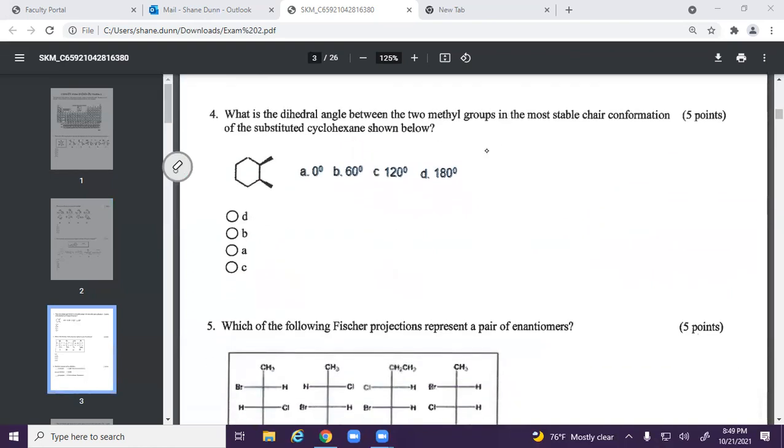Number 4. The dihedral angle between two methyl groups in the most stable conformation of the dimethylcyclohexane shown below. What angle would the methyls get? Talking about dihedral angles means comparing two methyl groups, which we have here and here. What is the most stable chair conformation? Opposite substituted cyclohexane, right?